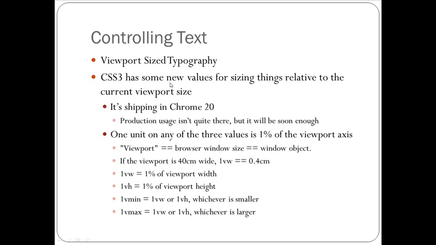If the viewport is 40 centimeters wide, then 1 VW, 1 viewport, is equal to 0.4 cm. The choices that you have are down on the bottom here for using the viewport. The first one is 1 viewport width, which is 1% of the viewport width, 1 viewport height, 1% of the height, or 1 Vmin, which is 1 VW or 1 VH, whichever is smaller. You also have the option for Vmax, which would be 1 viewport width or 1 viewport height, whichever is larger. This is coming out, and expect this to take off pretty much as it comes out because of the usage of so many other different devices other than our traditional computer screen.